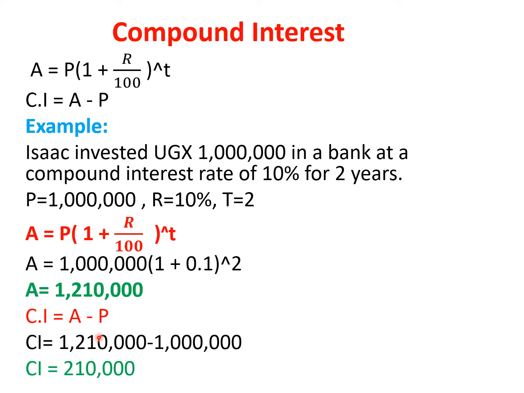So we shall find the compound interest by subtracting the principal from the amount. When I subtract the principal from the amount, which is 1,210,000 minus the principal, that is 1 million, I get 210,000. But please don't forget to give a conclusion.